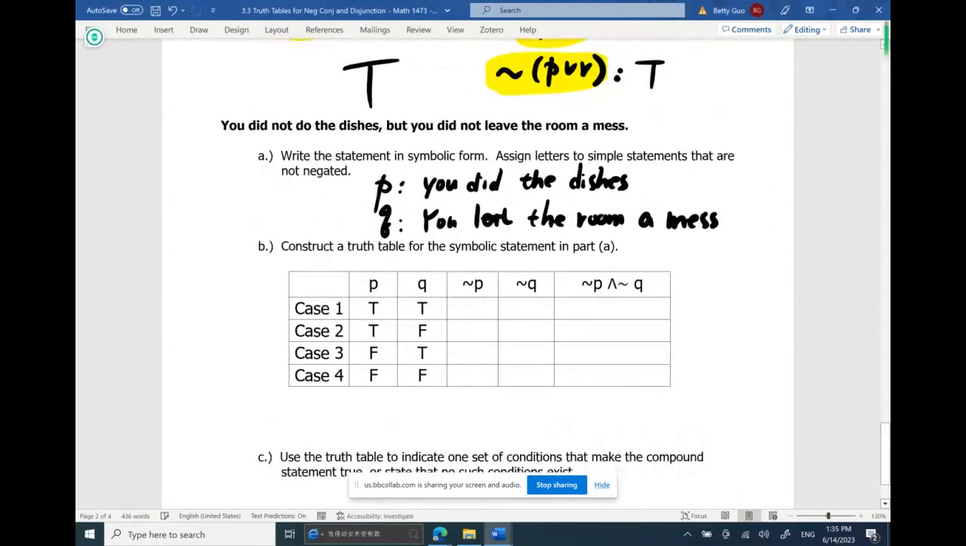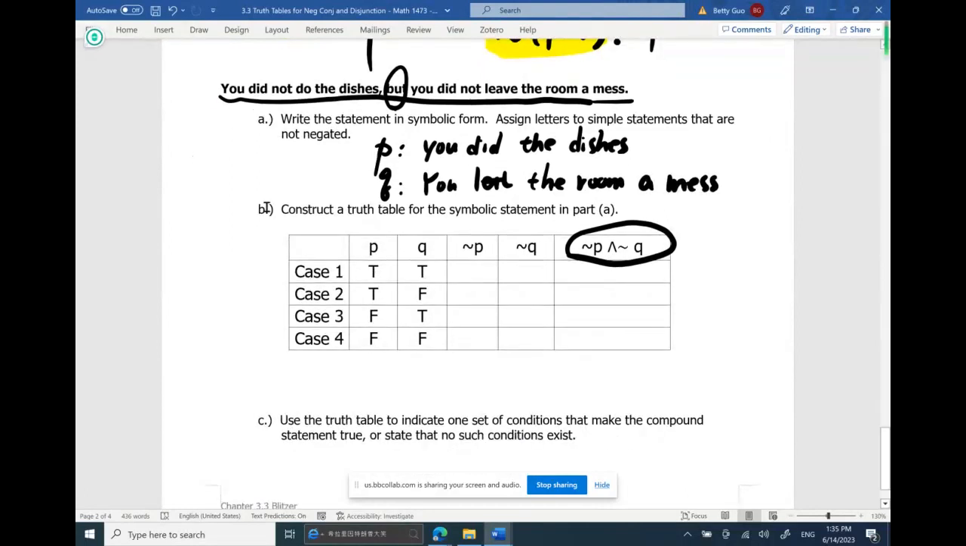Then the given sentence: you did not do the dishes, but you did not leave the room a mess. Remember, but also means conjunction, right? Yeah. But, and, yet, or nevertheless, same thing. It's in the table we worked on yesterday. So symbolically, not P and not Q represents the given statement stated in English.